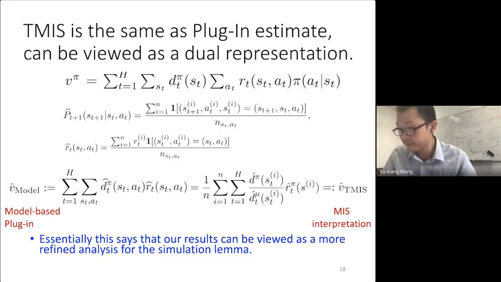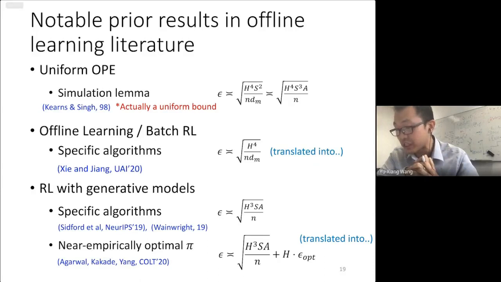So the prior results on the offline learning literature. The first thing that I would like to point out is that the simulation lemma is actually a uniform convergence bound. So even though they did not say it, they simultaneously apply to all target policies pi.